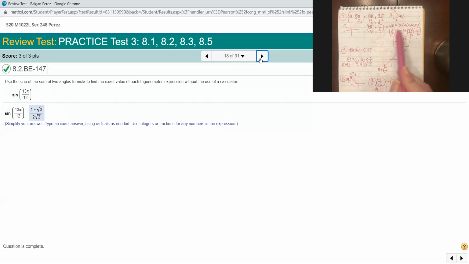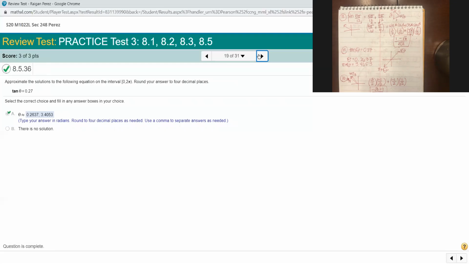And then you just multiplied. 1 times 1 is 1. Negative square root of 3 times 1 is negative square root of 3 over common denominator of 2 square root of 2. That's what I plugged in.